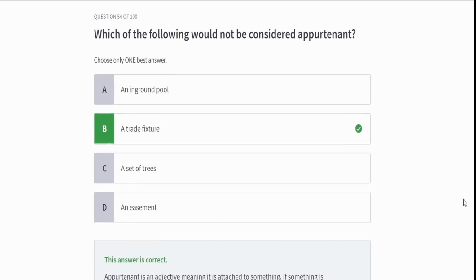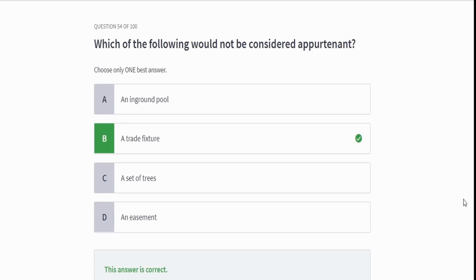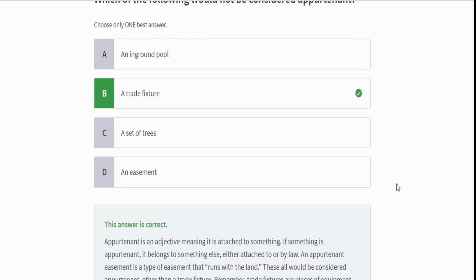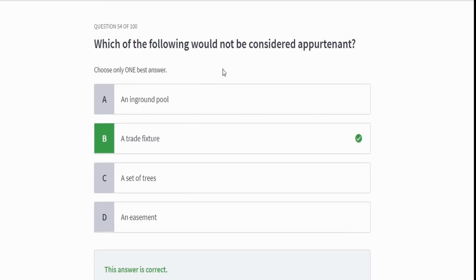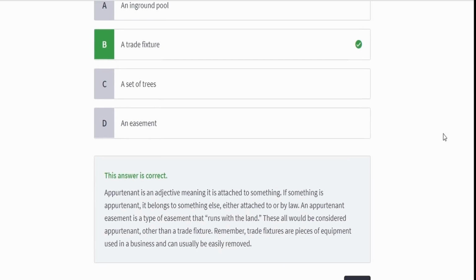But again, they would not be considered appurtenant because think about it, an in-ground pool, that's going to be attached to land. A set of trees, that's going to be attached to land. An easement, again, is appurtenant. It runs with the land. Now, there are non-appurtenant easements, but we don't need to get into that. For our sake, just keep it simple. When you see trade fixture, know that it is not considered appurtenant.